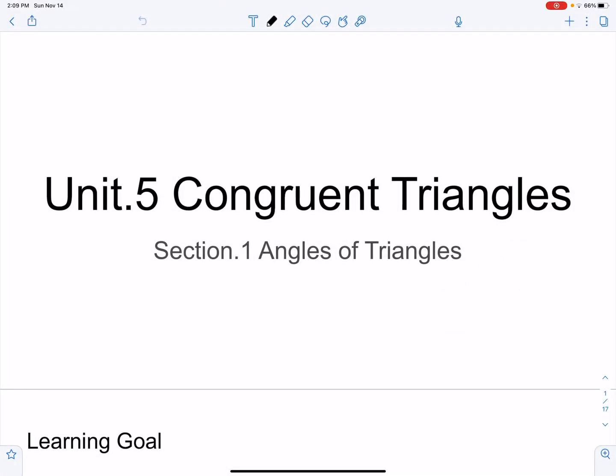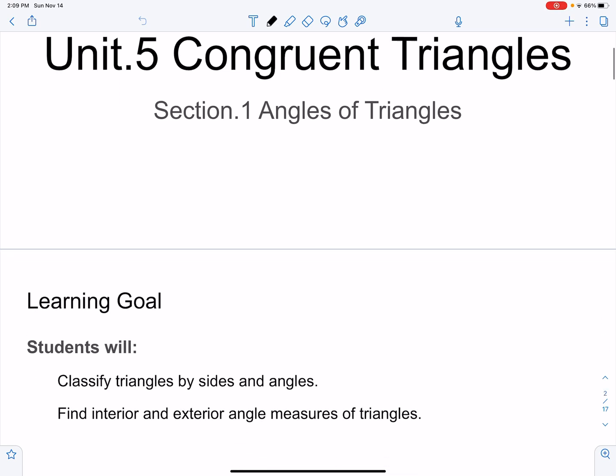Okay, so this chapter is on congruent triangles. We're going to learn lots of ways to prove triangles congruent. In the first couple lessons, we'll basically have to prove all parts of things congruent in order to say that they are so. But as we progress forward, we'll learn a few shortcuts that help us make our lives a little bit easier. So first one, we're going to discuss angles of triangles.